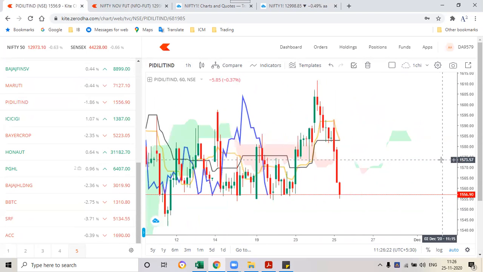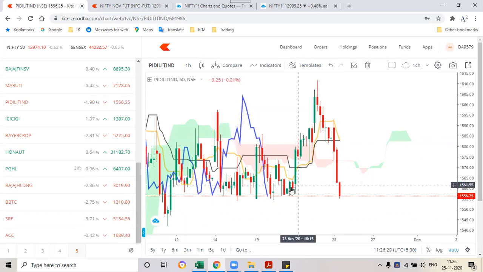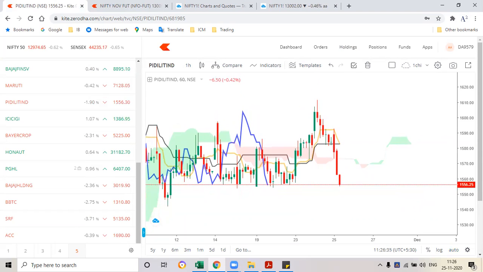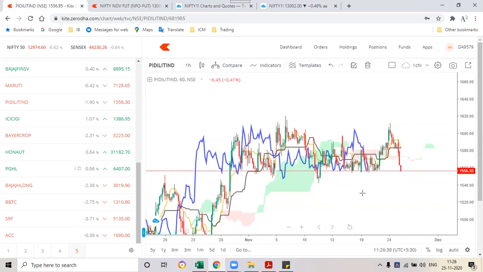If you see Pidilite, it broke the black line, not a good sign. This other line is also coming down. Price is also cutting through. So instead of buying Pidilite, I will short Pidilite. Now where can Pidilite come to, the support value? It can come down to 15,031.